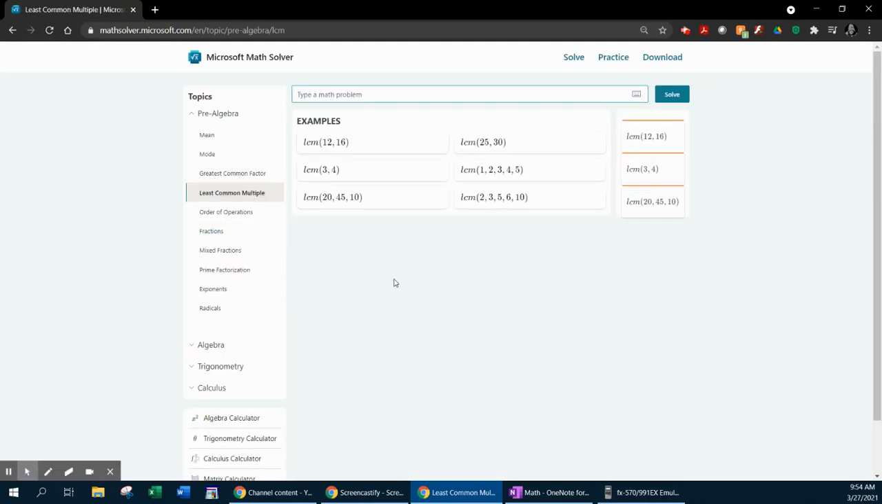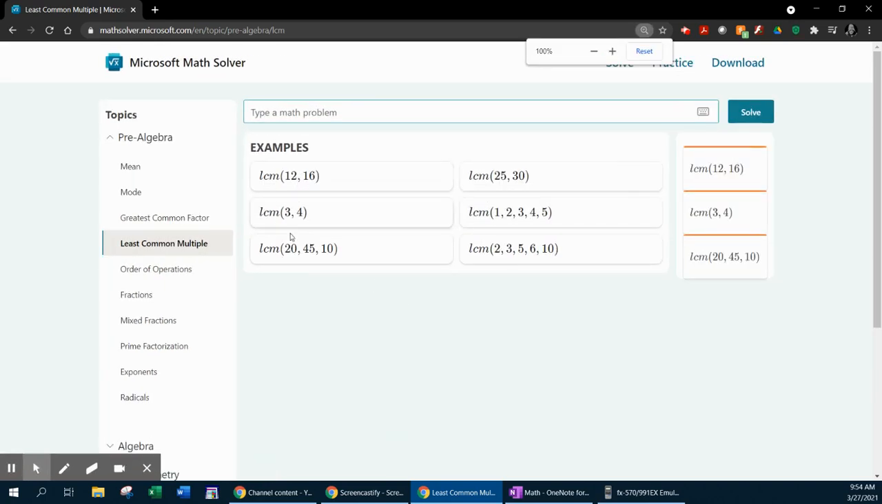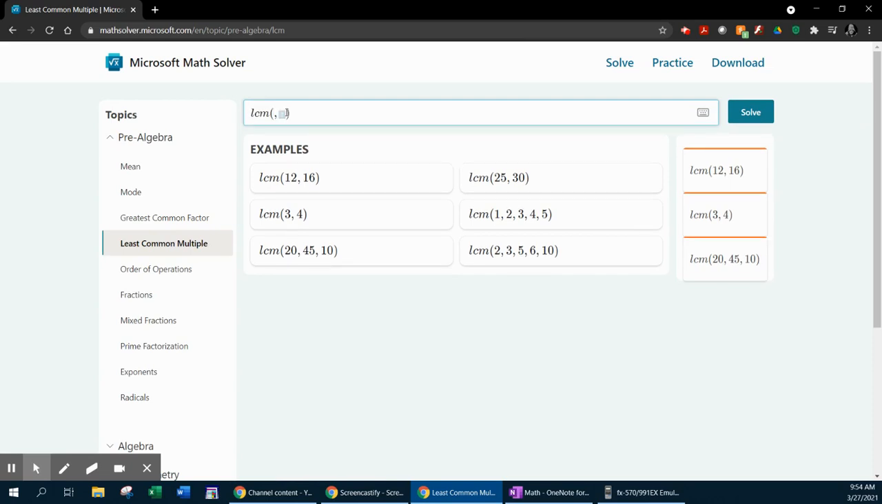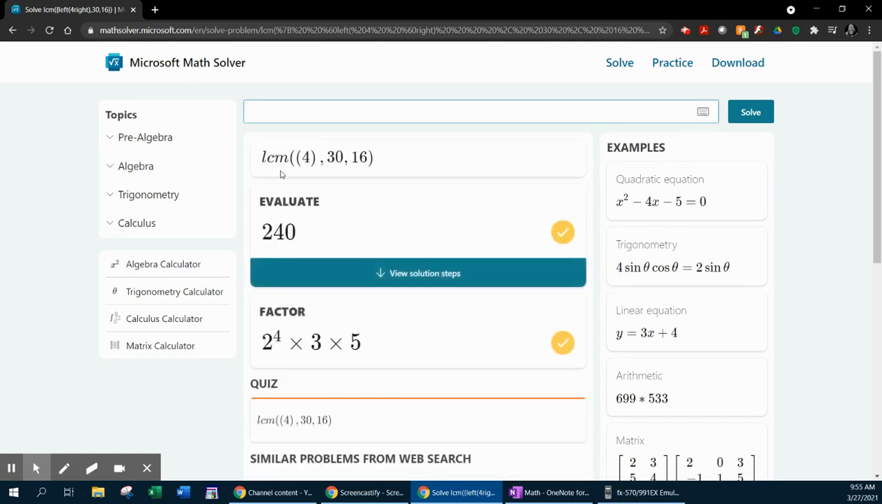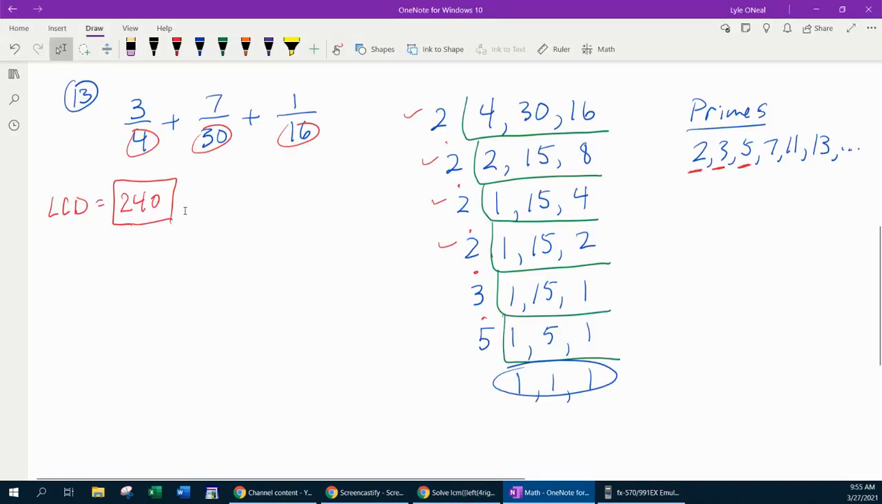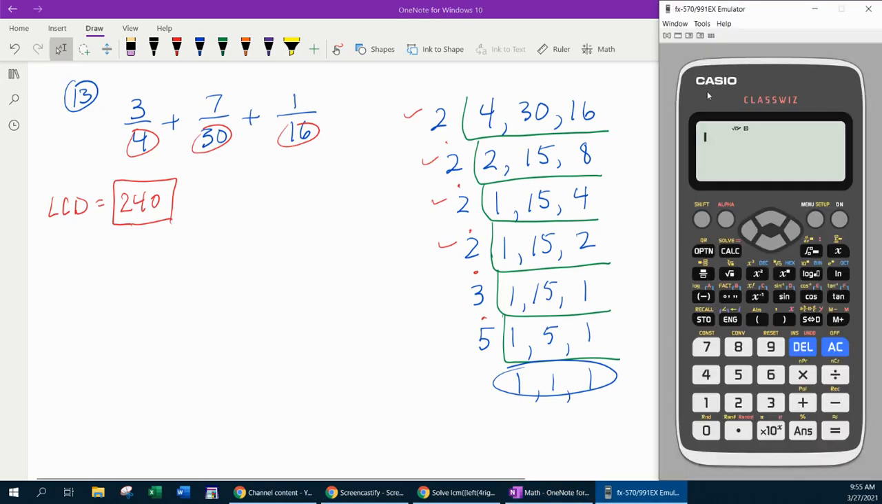So this is going to allow us to actually type in, using the code they provide here, to find the least common multiple of, well, the 3 numbers that we have. Our numbers are 4, 30, and 16. And it's going to tell us the LCM of 4, 30, and 16 is 240. So there is technology that can help you verify these numerical LCMs and LCDs. If you're wondering if the Casio ClassWiz also has an LCM or an LCD function, unfortunately it doesn't.